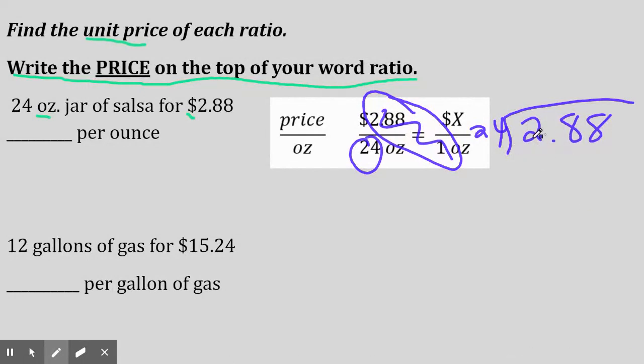Now, since I have a decimal underneath, we're going to have to be careful with this. Don't forget to bring that decimal straight up. Now I can go through and divide. 24 can go into 28 one time. 24 can go into 48 two times. So we would say that for the jar of salsa, it is 12 cents. Don't put $12. Remember your decimal. It is 12 cents per ounce.